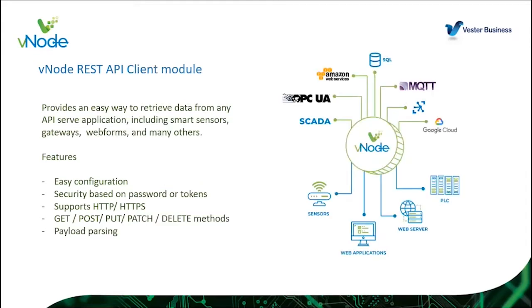Okay, with the REST API client it is the same thing. It is an easy configuration. The security is based on passwords and tokens. We support both protocols, HTTP and HTTPS. And we also use multiple methods such as GET, POST, PUT, PATCH, and DELETE. Also, what is really good with the REST API client model is that we can parse the payload response coming from the server.